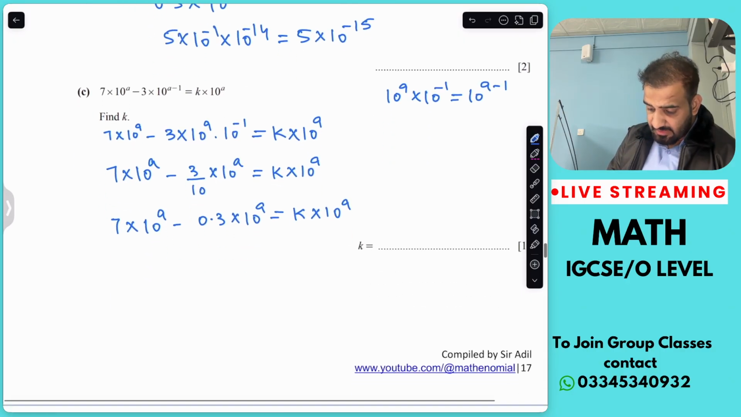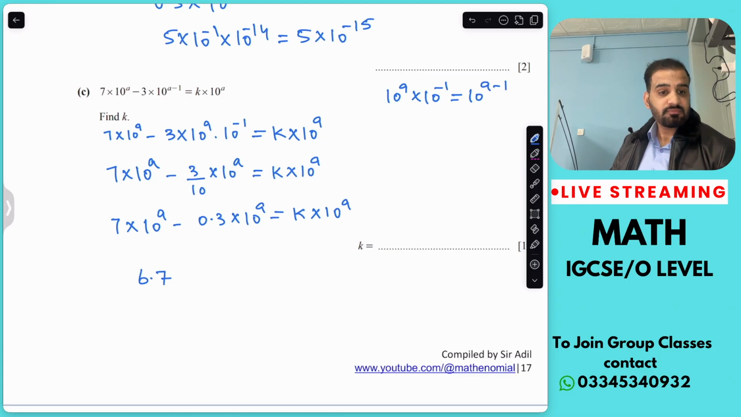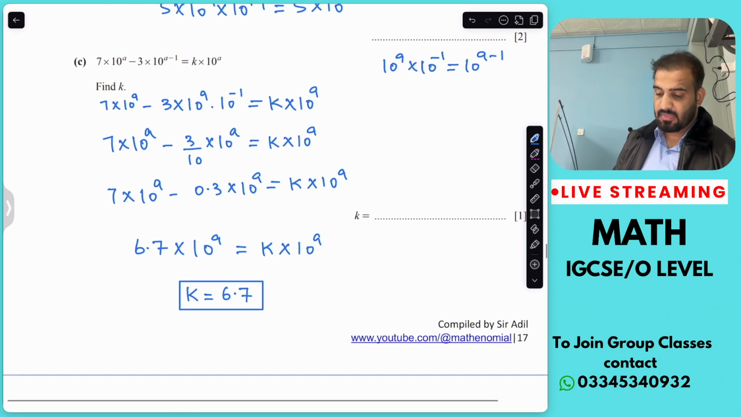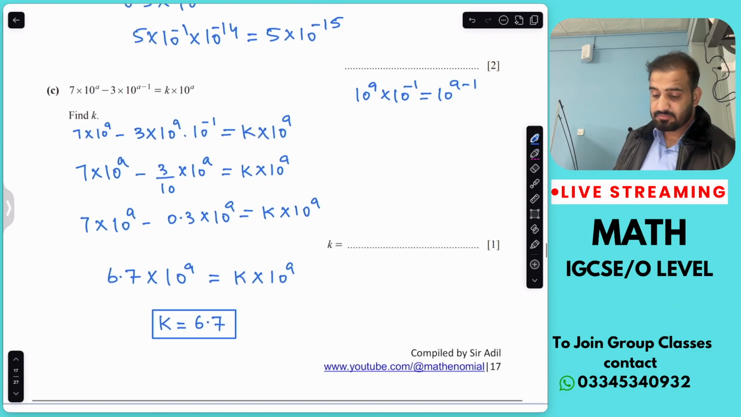Now take 10 raised to power a common. So inside is 7 minus 0.3, which is going to be 6.7 cross 10 raised to power a is equal to k cross 10 raised to power a. So definitely k is going to be 6.7. That's it.